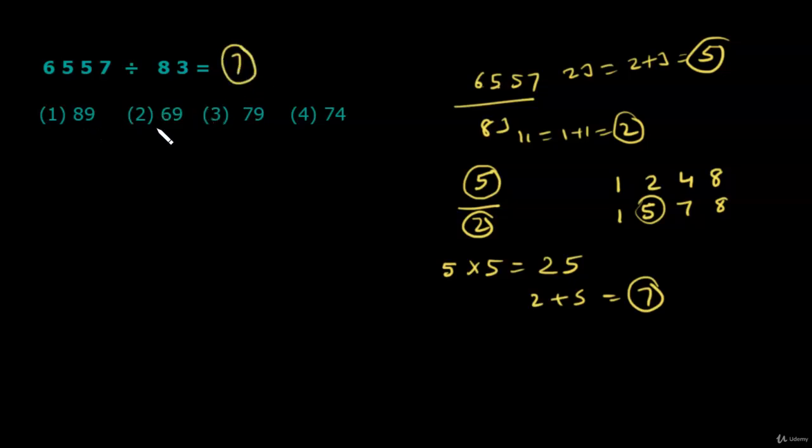Now we have to choose the right option having digital sum 7. Here the digital sum is 8, here the digital sum is 6, here the digital sum is 7, and here the digital sum is 2. Now the third option is the right answer. So this is how we can apply the digital sum technique to choose the right option for a division problem. Let's try to take a few more examples.